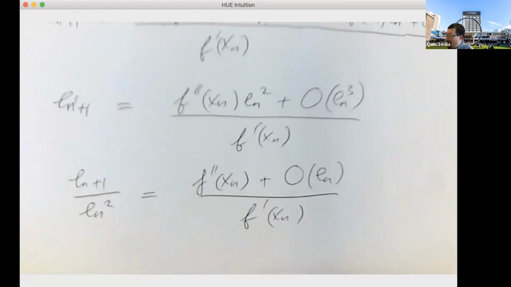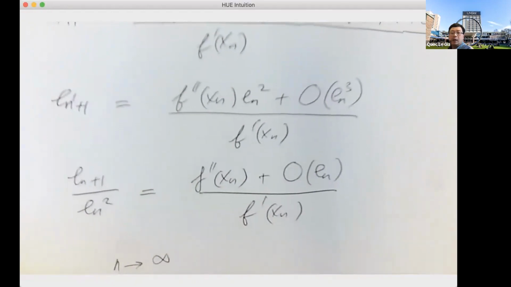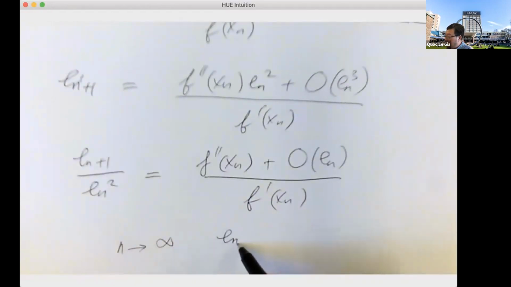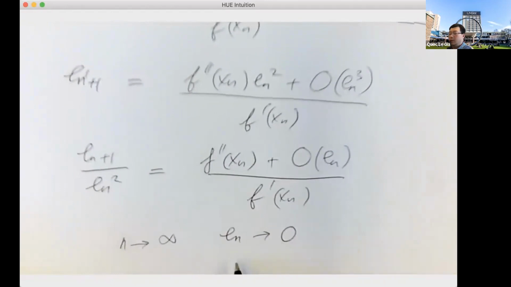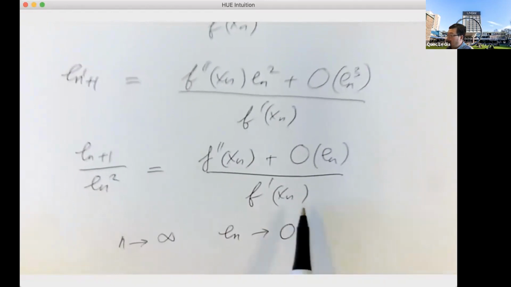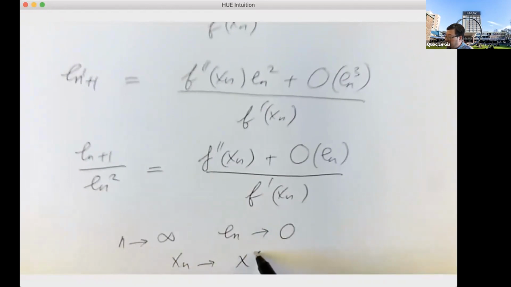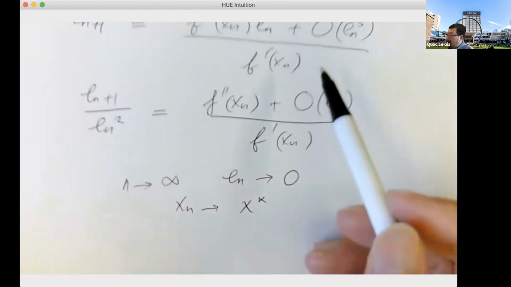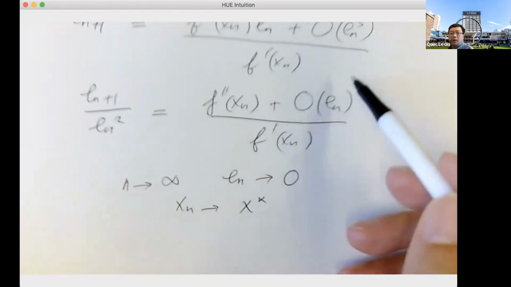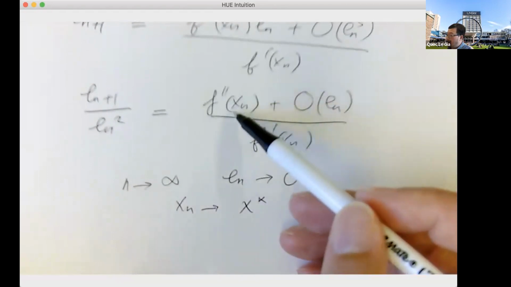And you see, when n goes to infinity, then en goes to zero. Remember, we have a convergence, right? So en just means the error between the exact solution and the iteration, yeah? So this one goes to zero. So then xn goes to x star, the solution, right? And so in the limit, this guy goes to zero, this guy goes to f double prime.